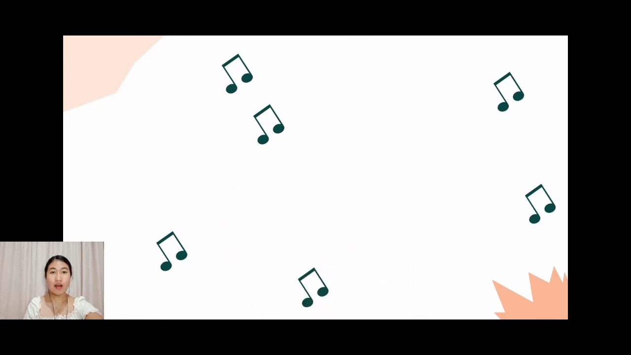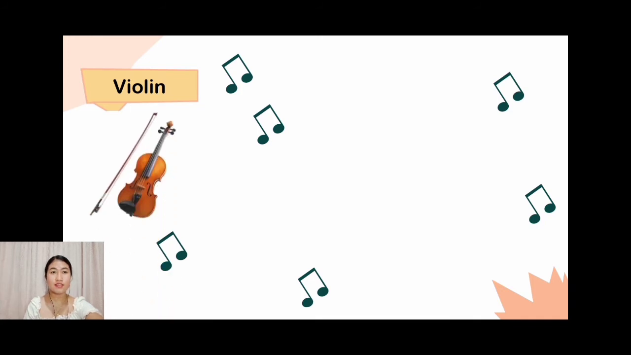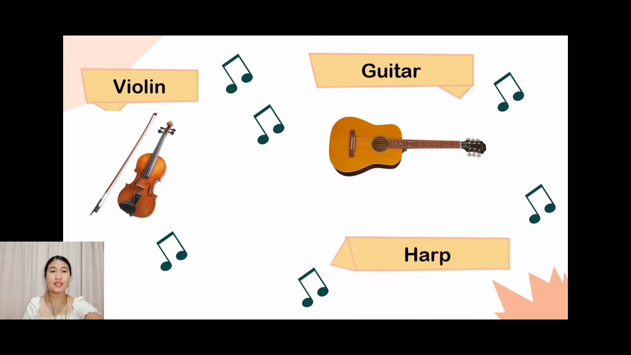So these are the examples of string instruments. We have the violin, the guitar, and the harp.